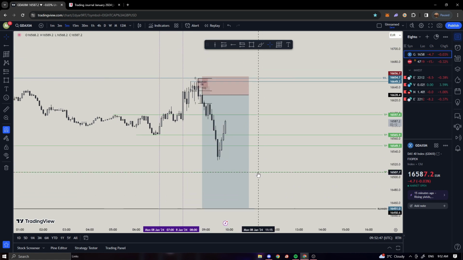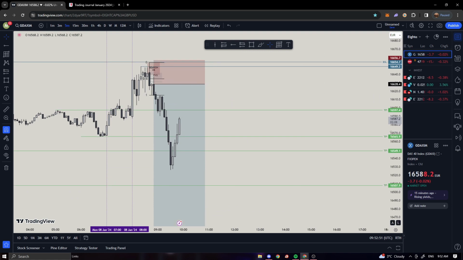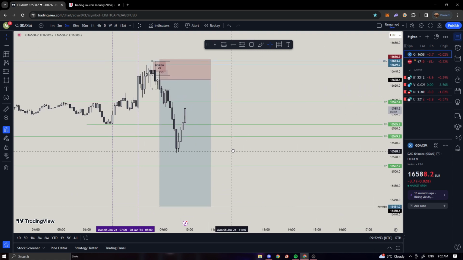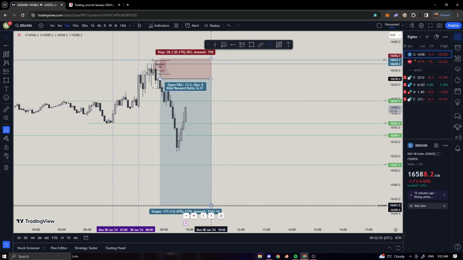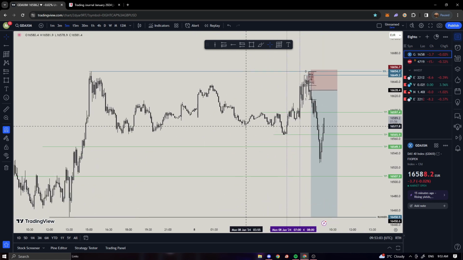So originally this was my runner TP, but then seeing the way market was moving, I kind of felt like, you know, it's that gut feeling that it's gonna go down. So then I changed my runner into a TP, leaving another runner down here. So yeah, that's the trade of today.